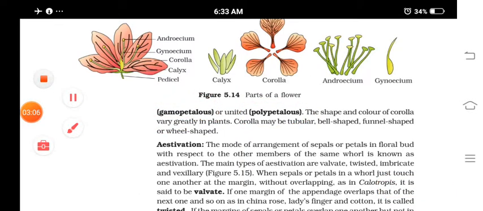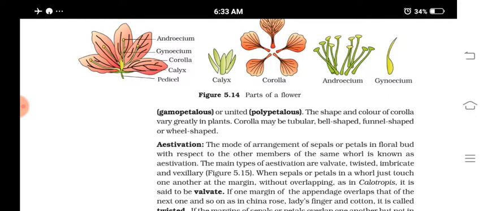Then what is the function of this corolla? They attract the insects. Corolla attracts the insects for pollination, and the corolla's shape also may vary. It can be tubular, bell shaped, funnel shaped, wheel shaped, like this. Different shapes you can see for the corolla.